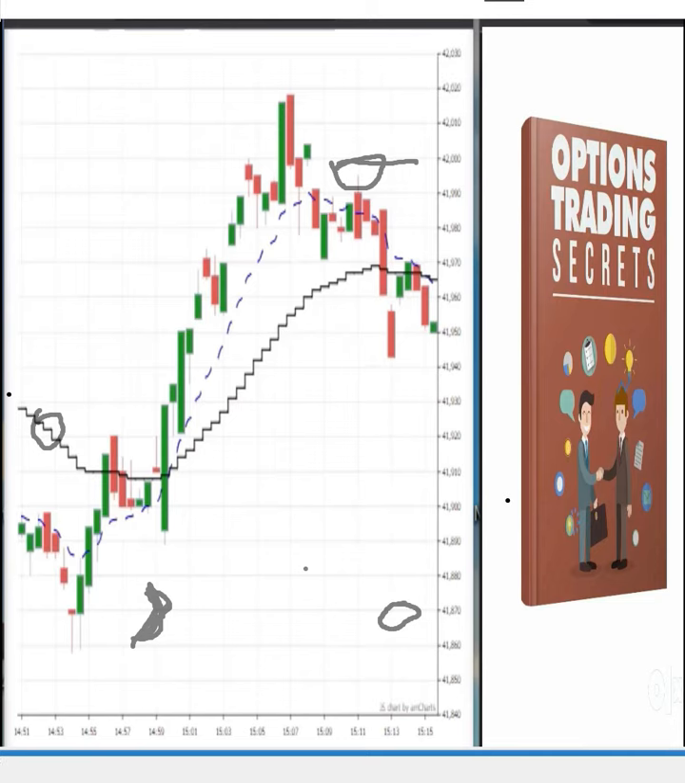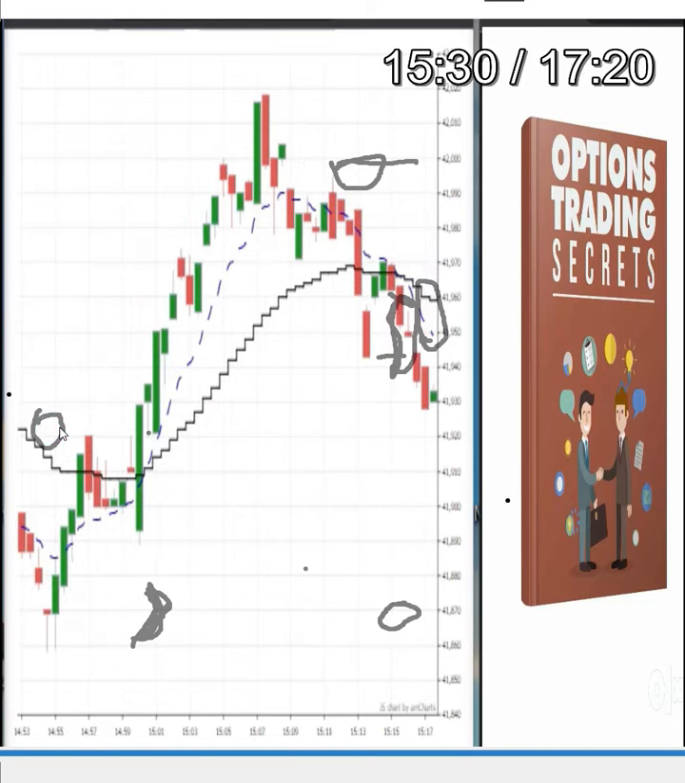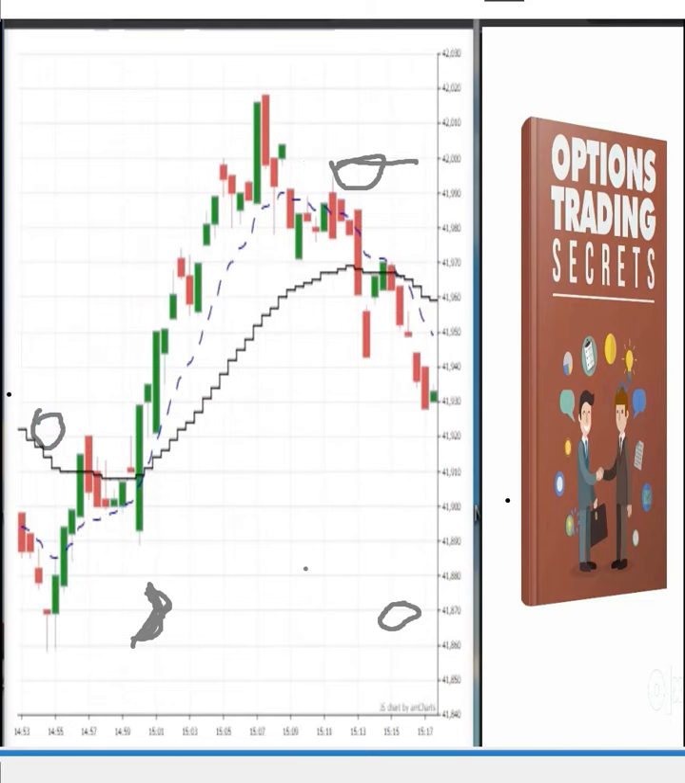Yes, here you can see the gap. Can you see here? This is closed here. This is open here. I can see the huge gap. Can you see here? Huge gap. This is filled with red candle. This is filled with red candle. Can you see here? Red candle, red candle, red candle.